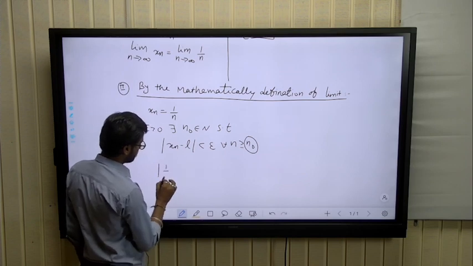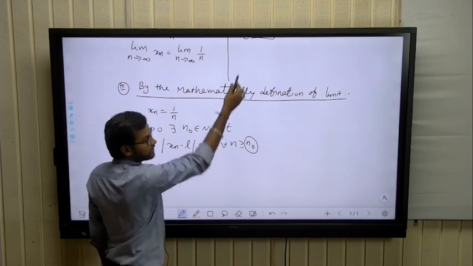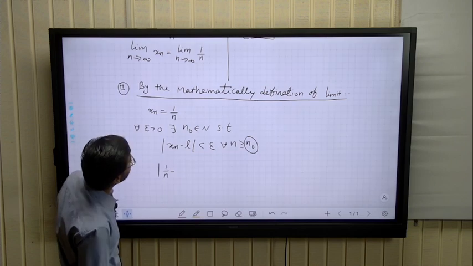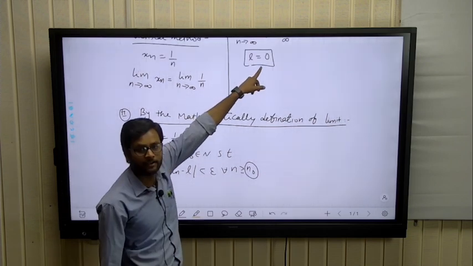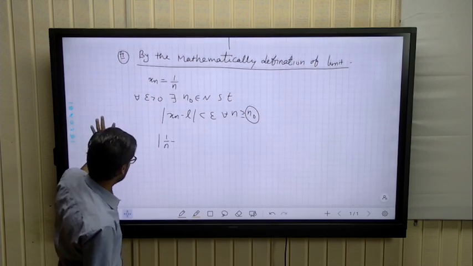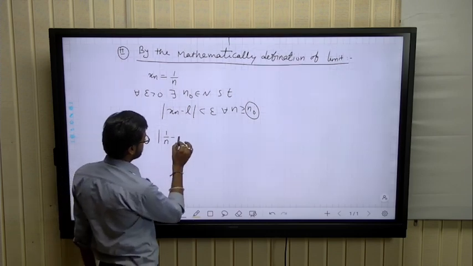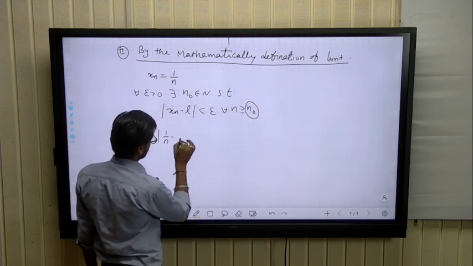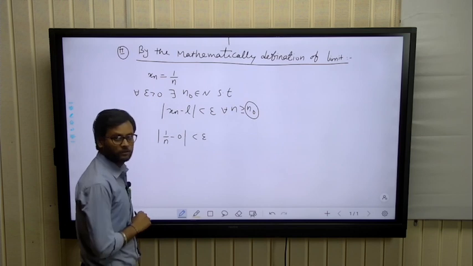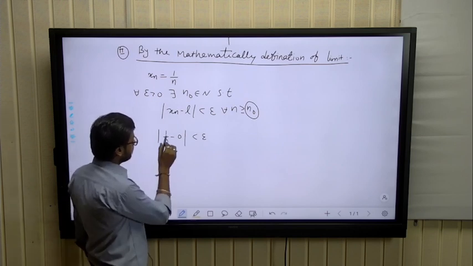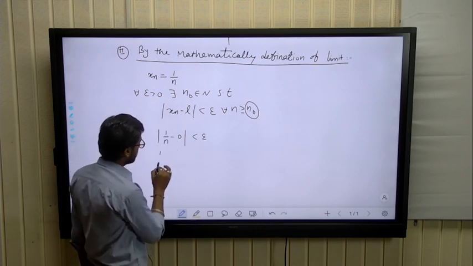We all know xn is 1 upon n. We already found that the value of L is 0. So we put the value of L as 0 here, less than epsilon. Okay. Now we solve it. 1 upon n minus 0 is 1 upon n.